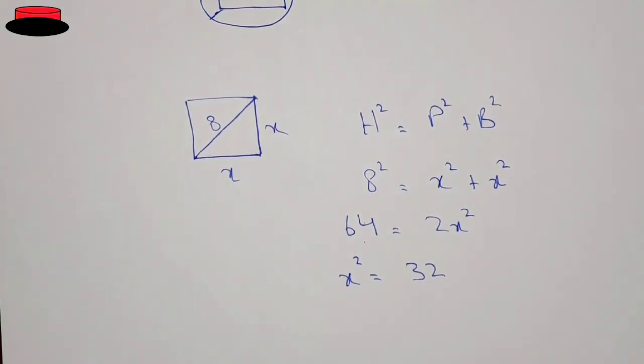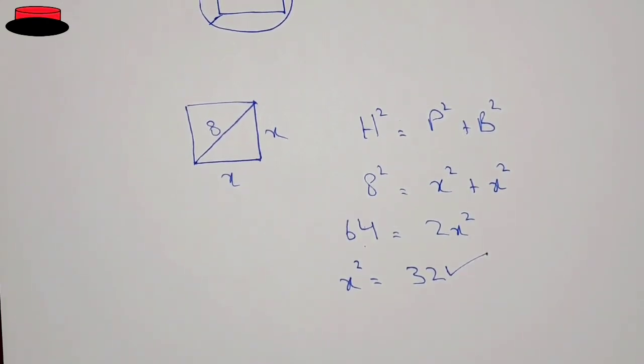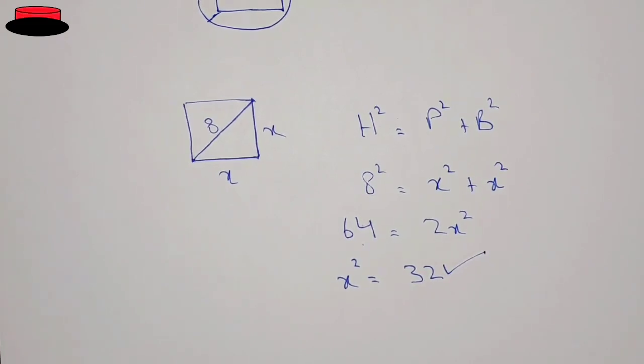So 32 centimeter square is the area of the square, and we don't have to find out the value of x because we need the area of the square, and the area of a square is the multiplication of the two sides, x into x, x square.